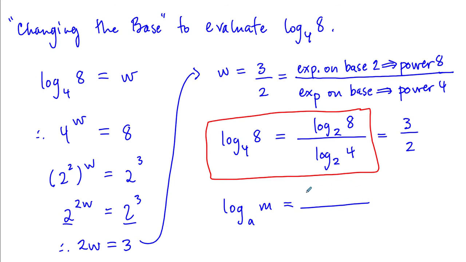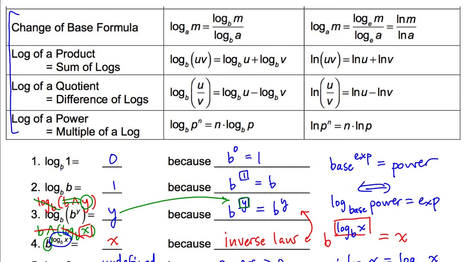So it's a quotient of the exponent that you would put on whatever base you want. Now we put it on base 2 because 2 was something that 4 and 8 had in common. But the exponent that you put on a base to get the power m, which was like 8, divided by the exponent that you put on the same base to get the other power, which was 4. And so this is our change of base formula right here.